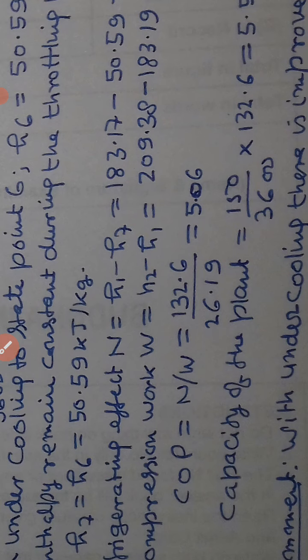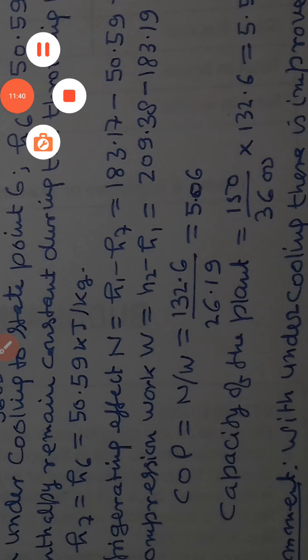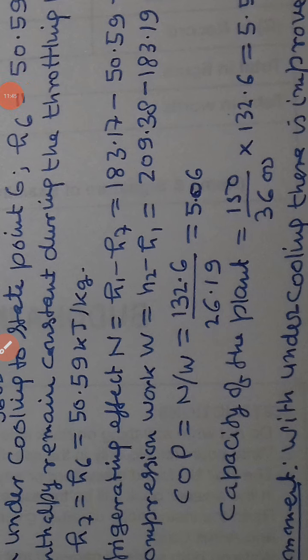Therefore COP will be given by the refrigerating effect upon the work done, and that gives 132.6 divided by 26.19, and the value comes out to be 5.06. So COP has been obtained for the undercooling process. First one was direct expansion from the liquid state, and the second part, B part, is the undercooling process.